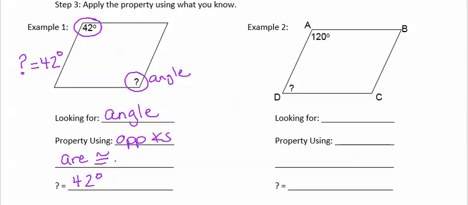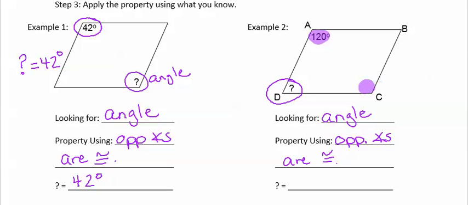Now the next one gets a little tricky. Example 2, I'm still looking for an angle. I have one property that deals with angles, and that is my opposite angles are congruent. So when I look at that, I know that if A up here is 120, then C has to be 120. Now the other thing I know is if D is a question mark, then B is a question mark. So I can use the fact that this is a quadrilateral and adds up to 360 degrees total and find out what that question mark is.